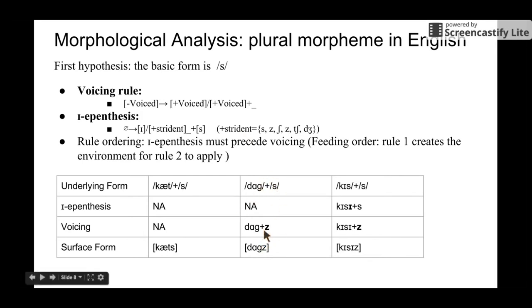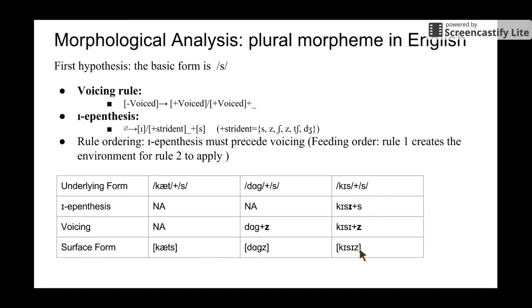S becomes z, right? And here we have a similar situation. We have this vowel. This vowel is a voiced sound, right? So the voicing rule applies as well. S becomes z. And we got a final output. Cats, dogs, kisses. We have a correct analysis.